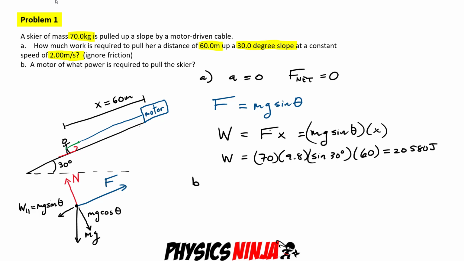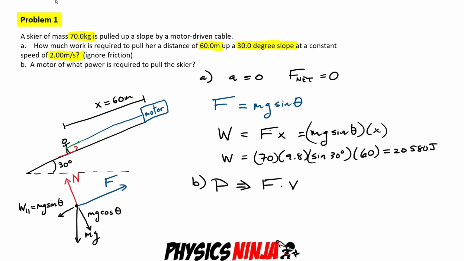All right, question B says, a motor of what power is required to pull the skier? So now we're looking for power. And in this case, the simplest way to do it here is simply to take that force and multiply it by the speed v. Again, there is no angle here between the force and the speed, so this is a straightforward application.